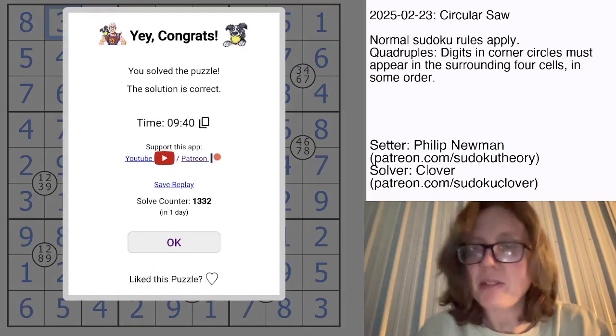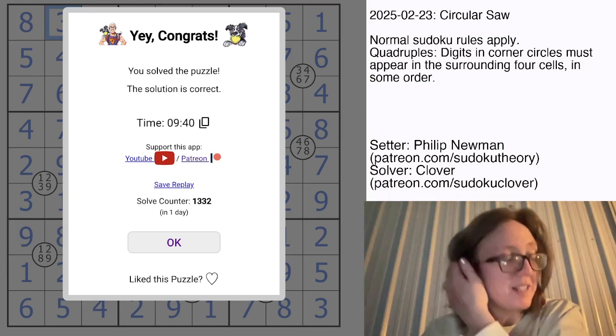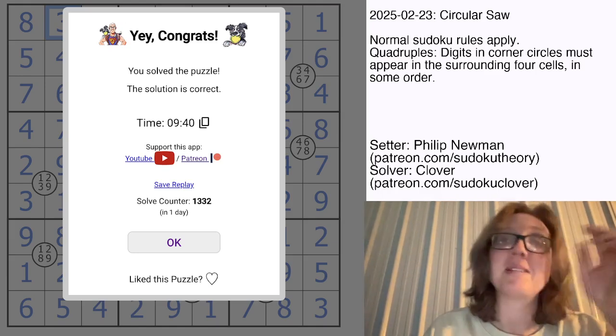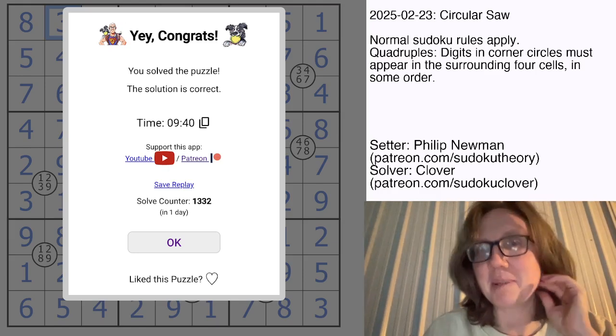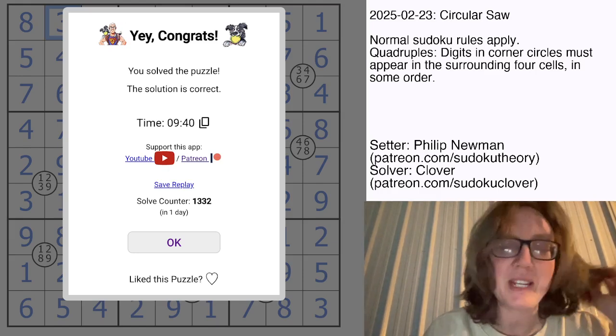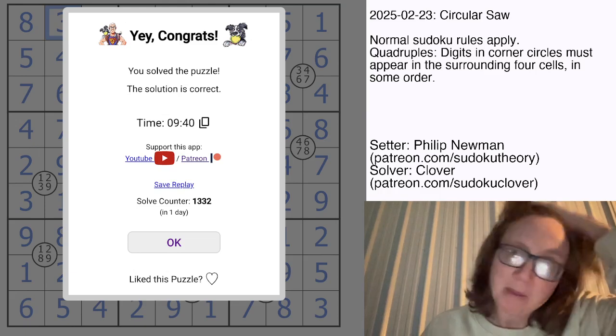And that is how you solve Philip Newman's lovely circular saw. I feel like I had a little bit of a slow solve myself there. That was a very elegantly designed puzzle. Lots of interesting symmetry in the solve path itself. I really hope you enjoyed that one.